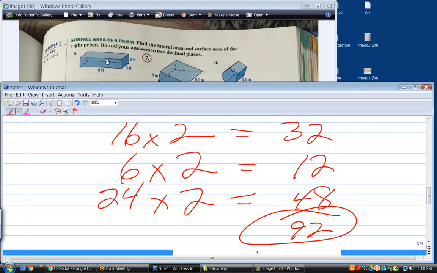If you consider that's the top of the prism and the thing it's sitting on is the bottom of the prism, then the lateral area is everything not counting the 2 bases. So it would be this face twice, and it would be this face twice, but it would not include that.